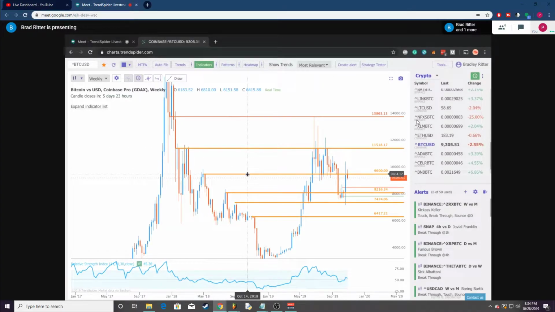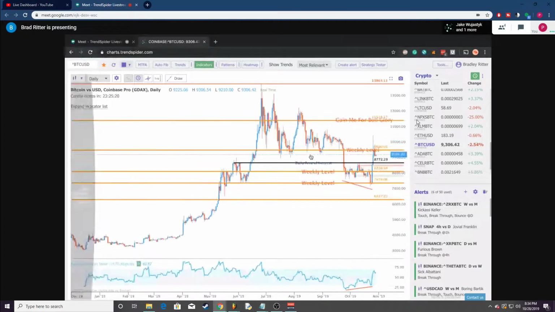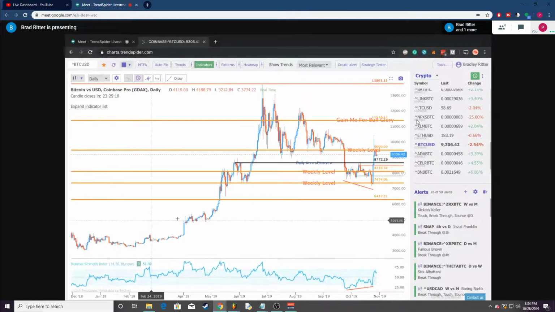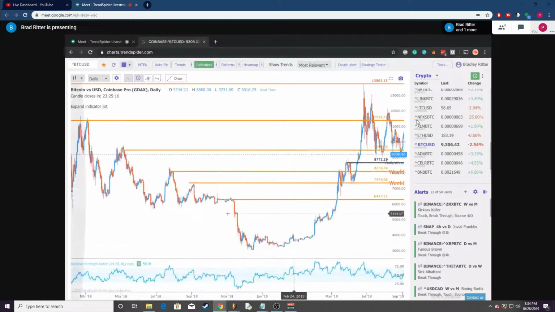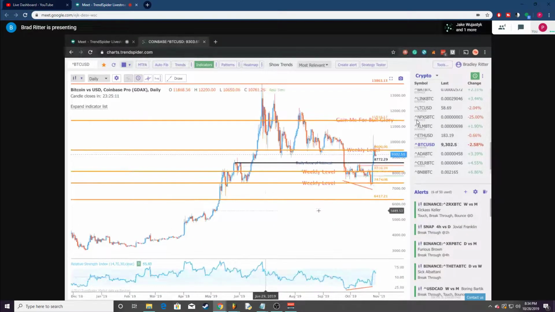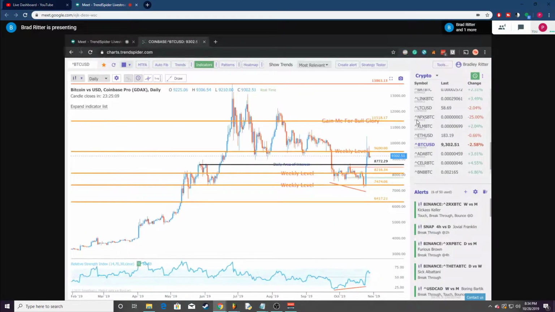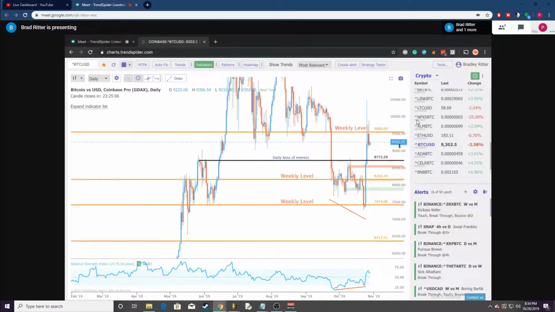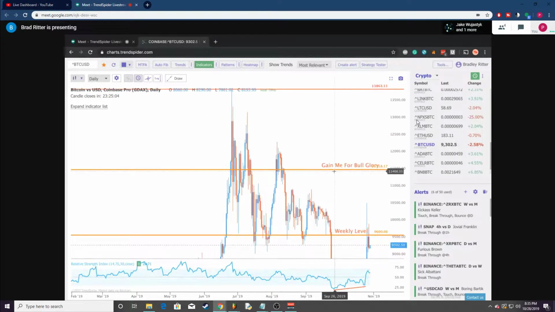My line in the sand this entire time, and we'll go to the daily here, because I've had this level since we were at 3K, has been this 11,500 zone here, which isn't exactly as clear on the weekly. This is why I always tell people, go weekly down. So you want to draw the levels of gain on the weekly and work your way back.